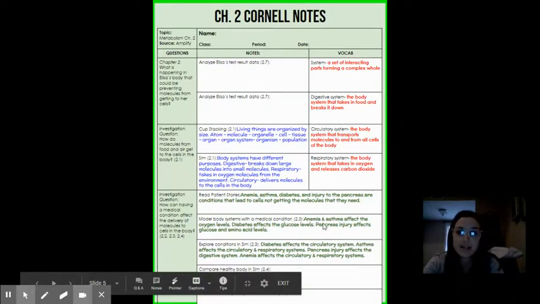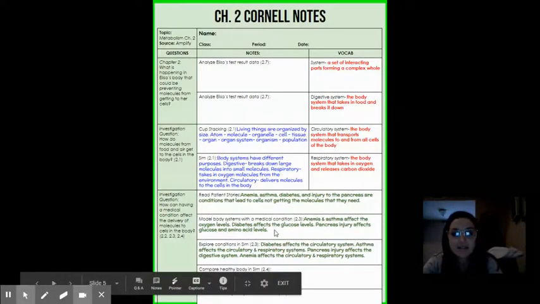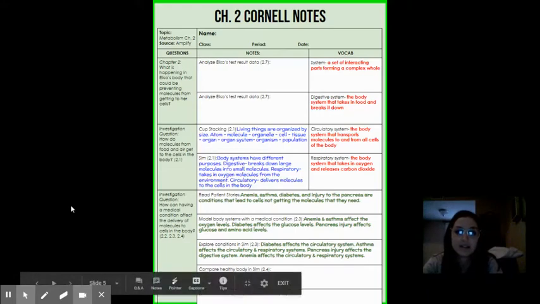So the first thing we learned, so anemia and asthma affect oxygen. Diabetes affects glucose. Injury to the pancreas affects glucose and amino acids. And then as far as which body systems those each affect, so diabetes affects our circulatory, and then asthma affects circulatory and respiratory, and then injury to the pancreas affects the digestive system, and anemia is circulatory and respiratory. And so those pieces of information are going to really help you today with what you are doing. So you can pause and get those in there.